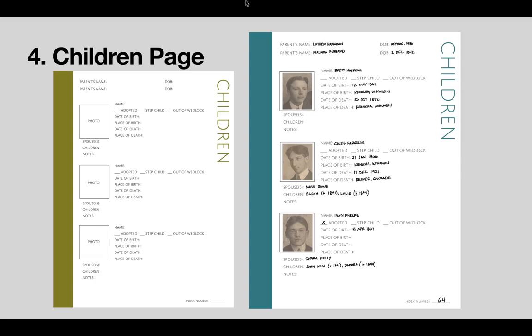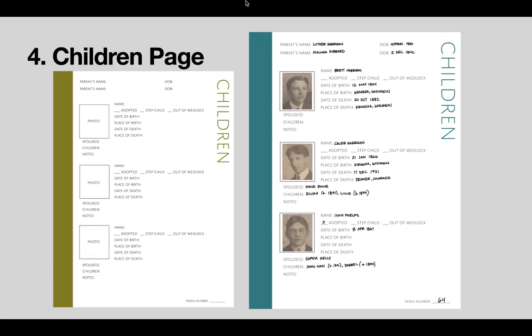And then the children section, there's a little place for a photo. There's a place where you can mark, was this child adopted, a stepchild, or born out of wedlock. And then there's small fields for putting in really basic information, date and place of birth, date and place of death, and then some room down there for listing spouses and children.